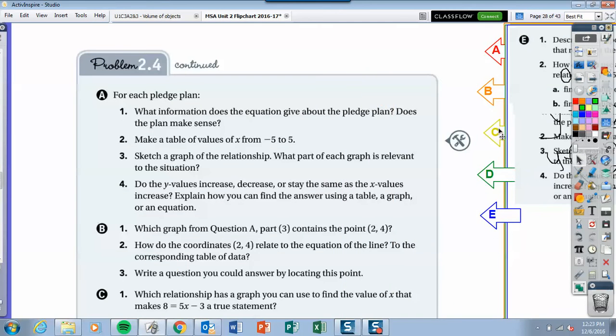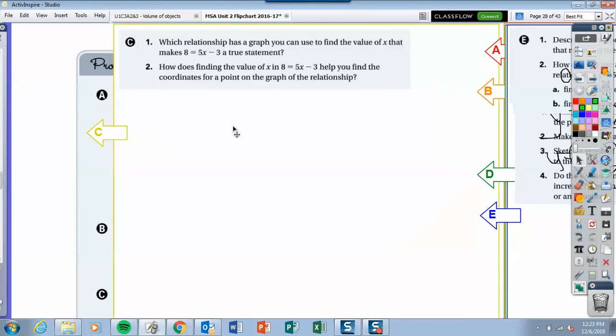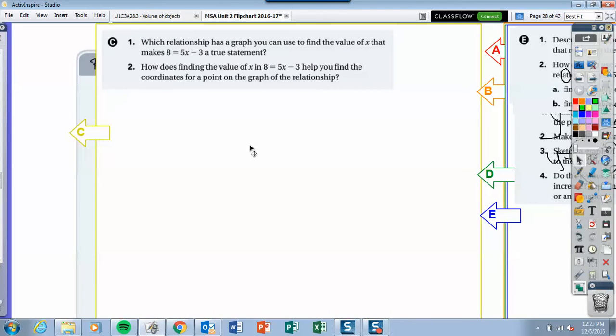For C, which relationship has a graph you can use to find the value of x that makes 8 equals 5x minus 3 a true statement? Well, I should probably see that this right here, the 5x minus 3, relates to plan 1. And they have now given me a y value of 8. So I'm going to need to solve for the x value. That's what number 2 is asking me.